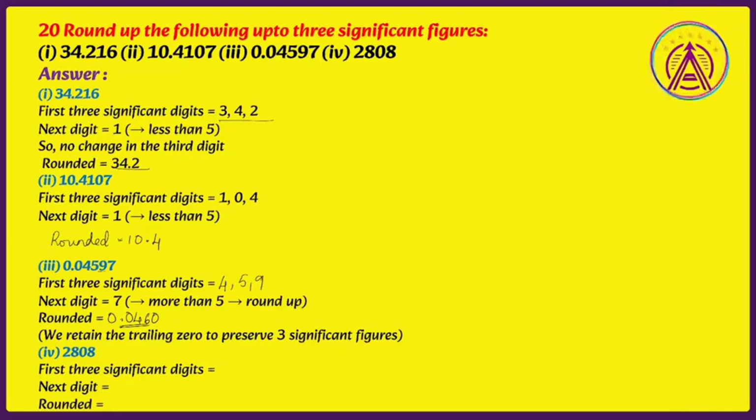Okay. 2808. Again, the first 3 significant figures are 2, 8 and 0. After the 0, the next digit is 8, which is greater than 5, correct? So I round up my number as 2, 8, and the 0 becomes the next number, 1, 0.